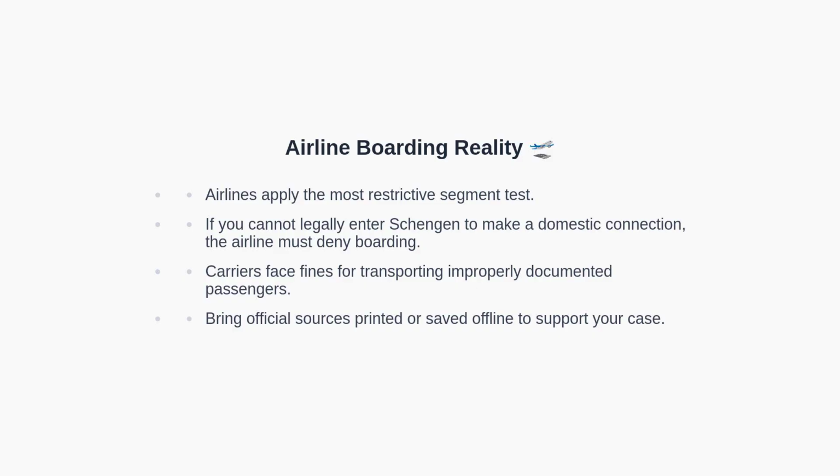Now consider how airlines operate. They apply the most restrictive segment of your journey when verifying documents. If you cannot legally enter the Schengen area to complete a domestic connection, the airline is obligated to deny you boarding. Carriers face fines and liability if they transport passengers who lack proper documentation. Always carry printed or offline copies of official immigration rules that support your eligibility to enter or transit, especially when relying on a residence permit exemption.